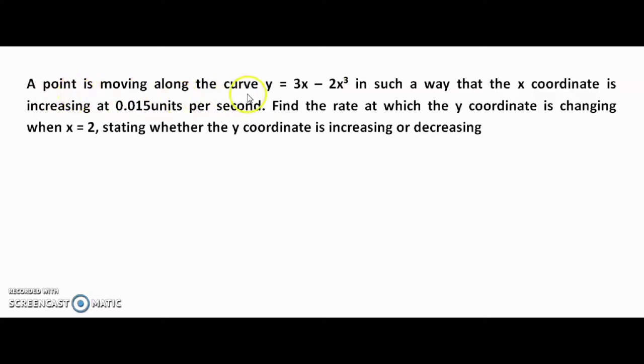Let's do a question. A point is moving along the curve y is equal to 3x minus 2x cubed in such a way that the x coordinate is increasing at 0.015 units per second. Find the rate at which the y coordinate is changing when x is equal to 2, stating whether the y coordinate is increasing or decreasing. So understand the question. There is a point which moves along the curve y is equal to 3x minus 2x cubed in such a way that the x coordinate is increasing at 0.015 units per second.